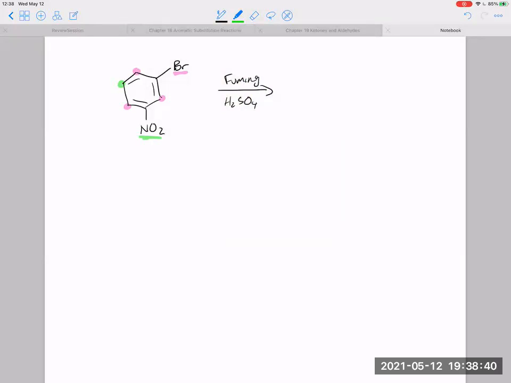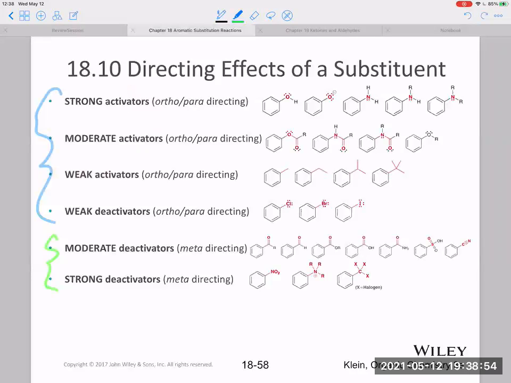Knowing strong, weak, all that good stuff is specific to this type of problem right here, where now I'm going to form a tri-substituted product. And so I have a battle going on. Which one of these substituents is going to win? The NRP. Right? Yeah, so that's when this classification comes into play here.